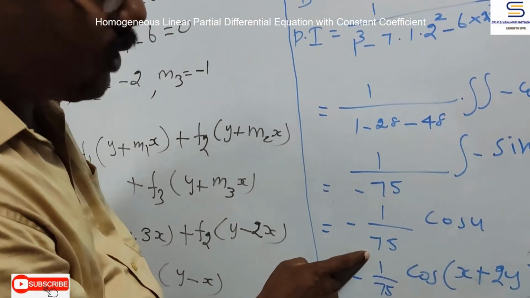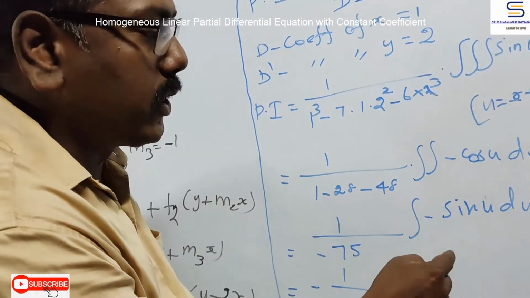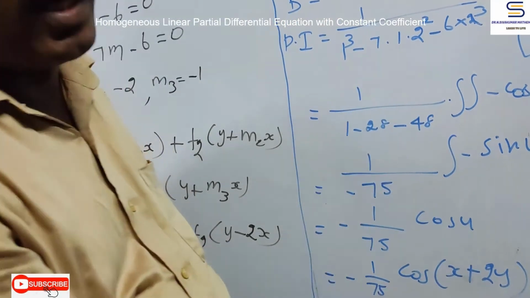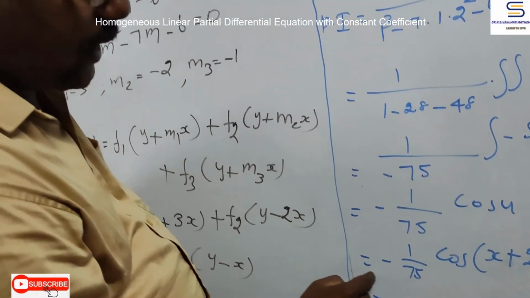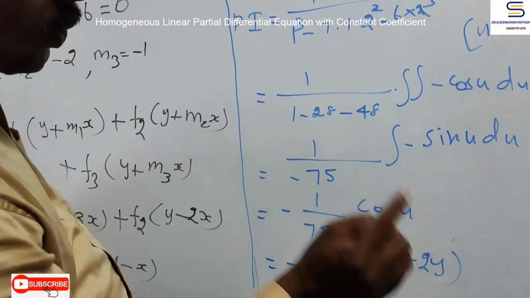Then minus 1 by 75. Integral sin u we know is minus cos u. So minus into minus plus, so it will come cos u. Then which is equal to minus 1 by 75 cos u. Then substitute u equal to x plus 2y here.